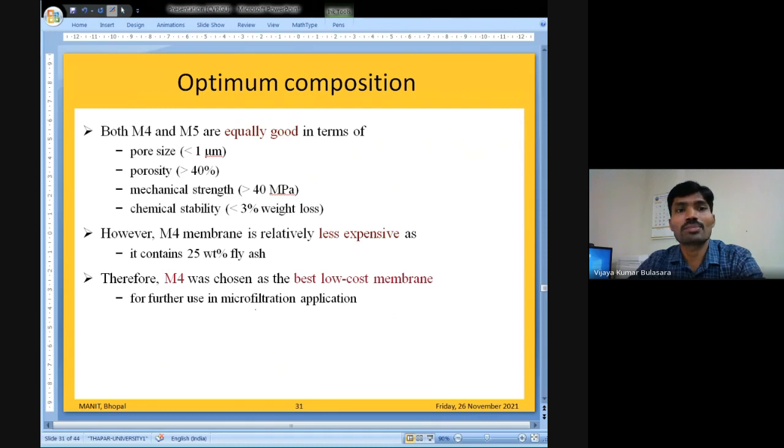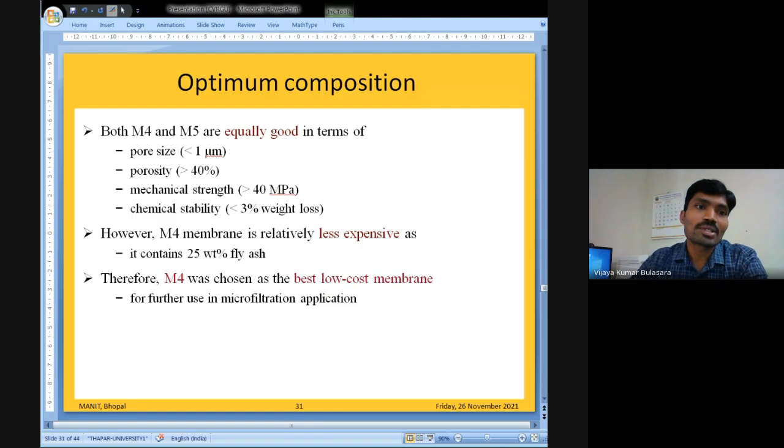When we compare the properties of all membranes, the pore size is decreasing with increasing kaolin content, and pore size is small for these last two membranes, that is less than 1 micron. Porosity is high for M4, M5 membranes. Mechanical strength is also high. Chemical stability is also good. That means weight loss is low. Low weight loss corresponds to good chemical stability. Therefore, M4 and M5 are equally good in terms of all these characteristic properties.